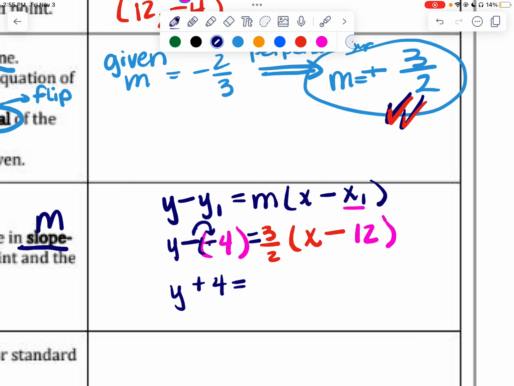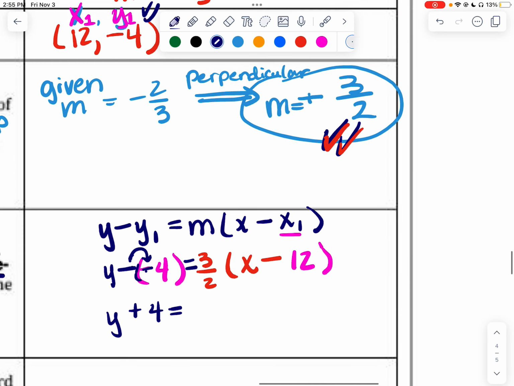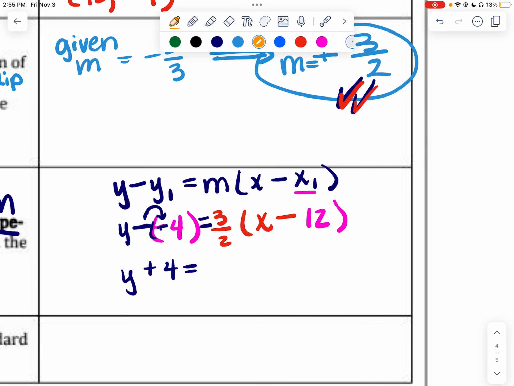Now 3 over 2 and parentheses x minus 12 parentheses. If I'm looking at y equals mx plus b, that doesn't have a parentheses. So I'm going to take that away by distributing the outside to the inside. And distributing means to multiply. So 3 over 2 times x is 3 over 2x. 3 over 2 times negative 12 is going to be negative 18, I believe. Yeah, negative 18.